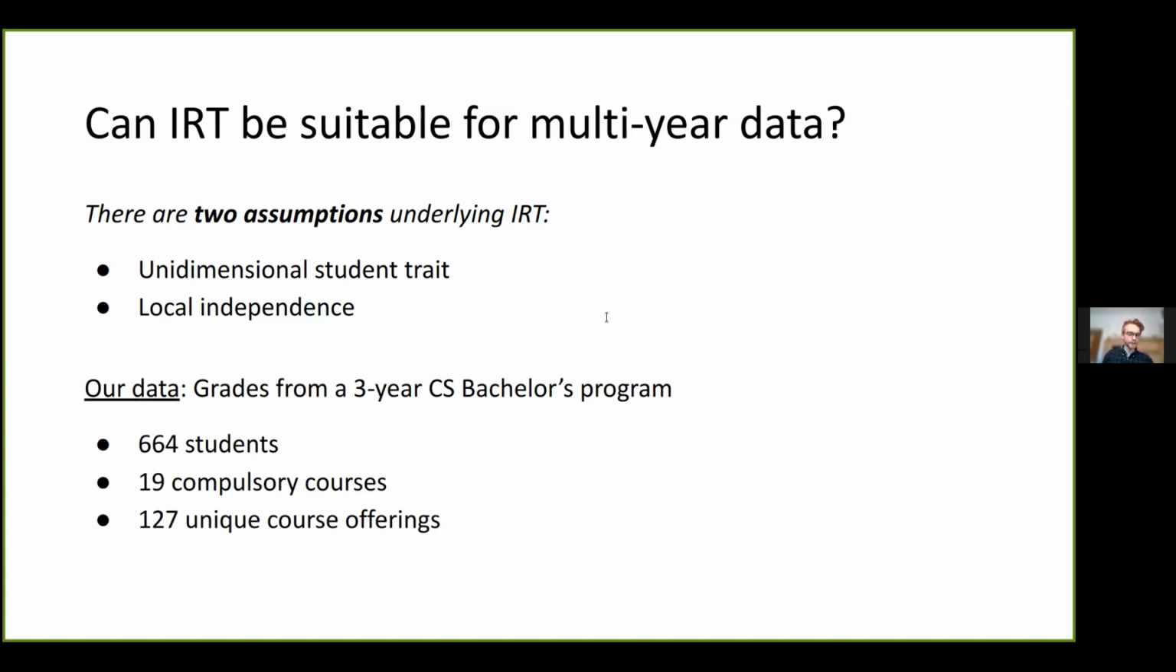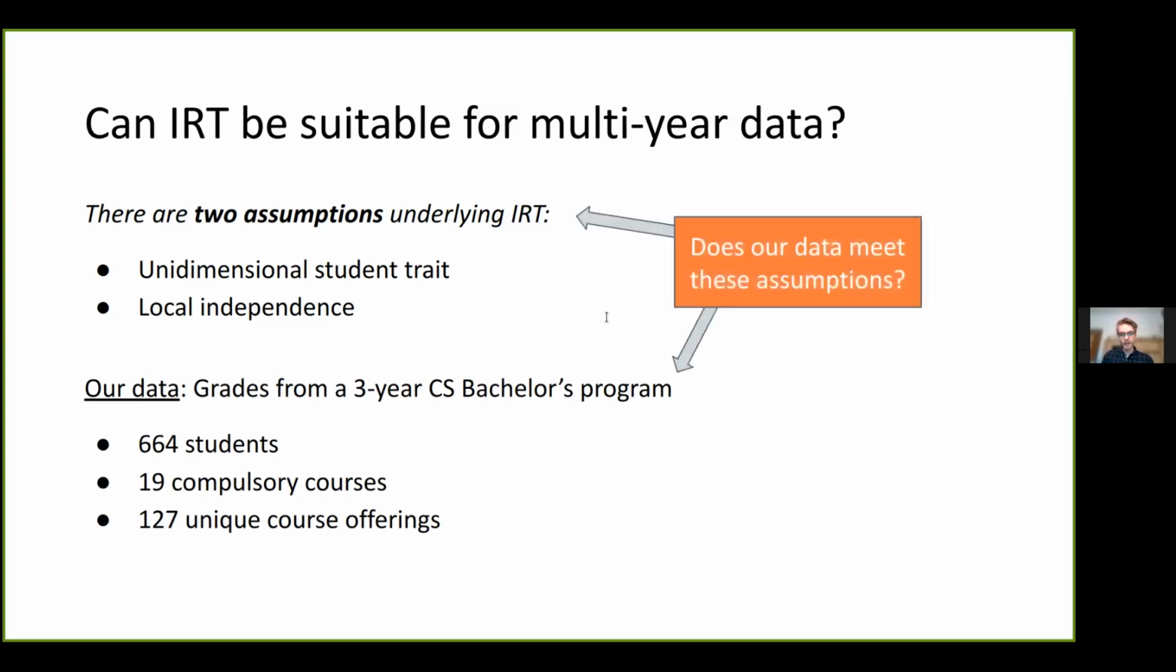So to check these two assumptions, it is important that we take a closer look at our performance data. Our used CS dataset, computer science dataset, consists of 664 students attending 19 courses, resulting in 127 unique course offerings over 9 years. So let's look at our data in the following.